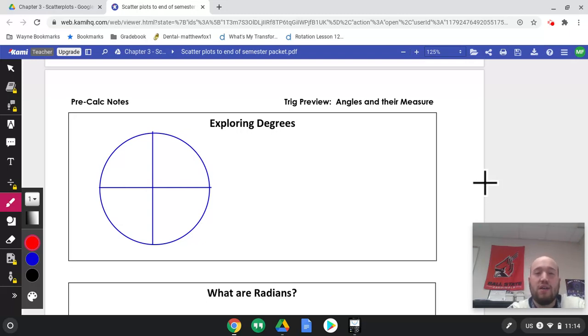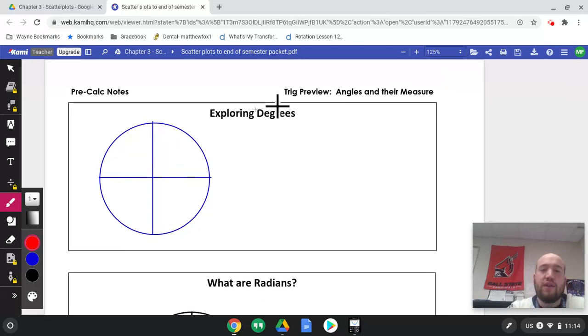Now, today, and also again later this week, we're going to be doing a trig preview. So at the back of the packet, I'll also upload a copy of this in the folder, so you can go to today's folder and find a copy of this PDF. But we're going to be doing a trig preview on angles and their measure. Okay, so to start off with that, this is just to give you a little preview of what next semester will be in trig. We're going to start by exploring degrees a little bit.